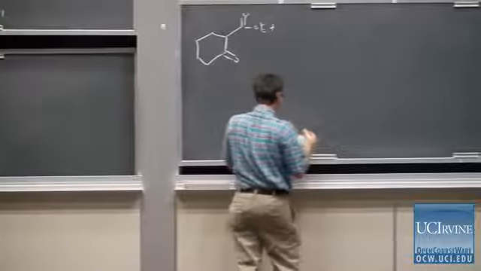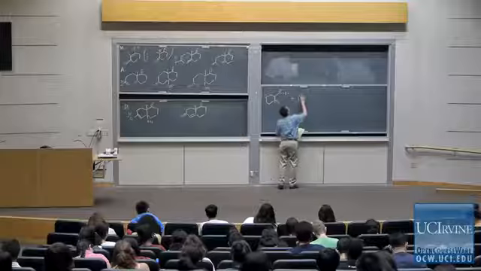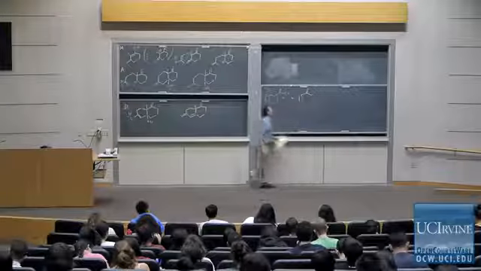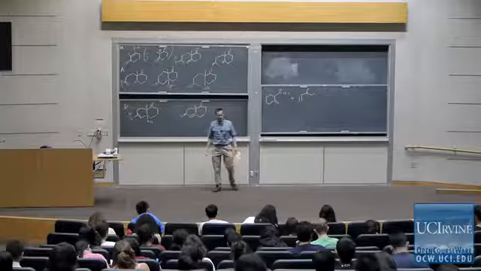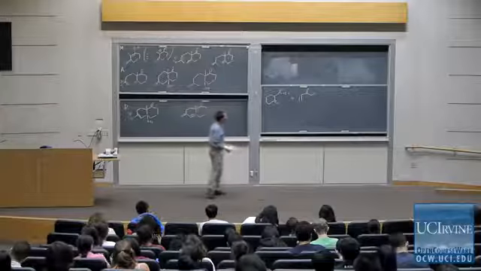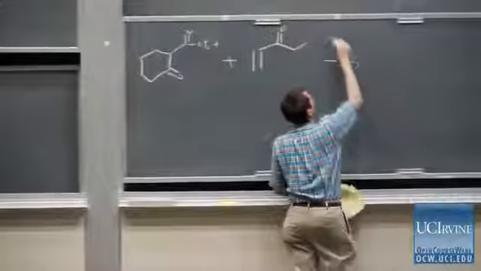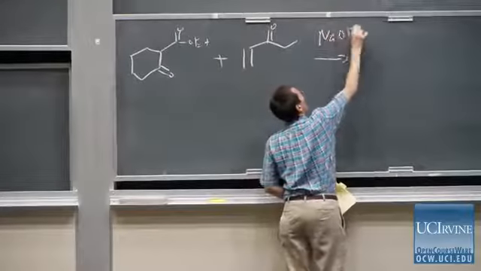And what I want us to see is a Robinson annulation with a slightly different ketone and get a little faster and a little better at thinking our way through this reaction. So I'm going to start by drawing the Robinson annulation product.